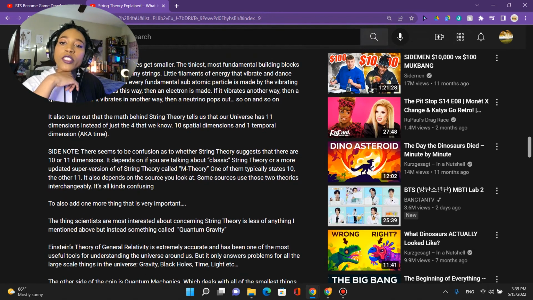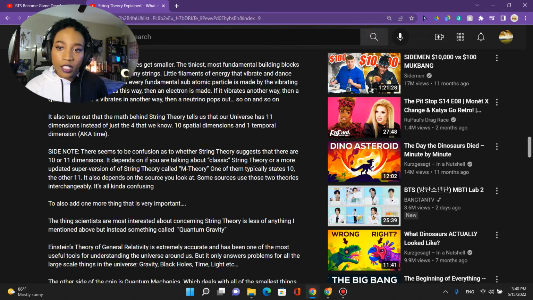Okay. String theory suggests that it does get smaller. The teeniest, most fundamental building blocks of matter in the universe are tiny strings, little filaments of energy that vibrate and dance around. Yeah, I got the string reference. Oh, I got the violin string reference. And every fundamental subatomic particle is made by the vibrating strings. Right, because he said that each vibration of the string can get you different particles, I think they said.